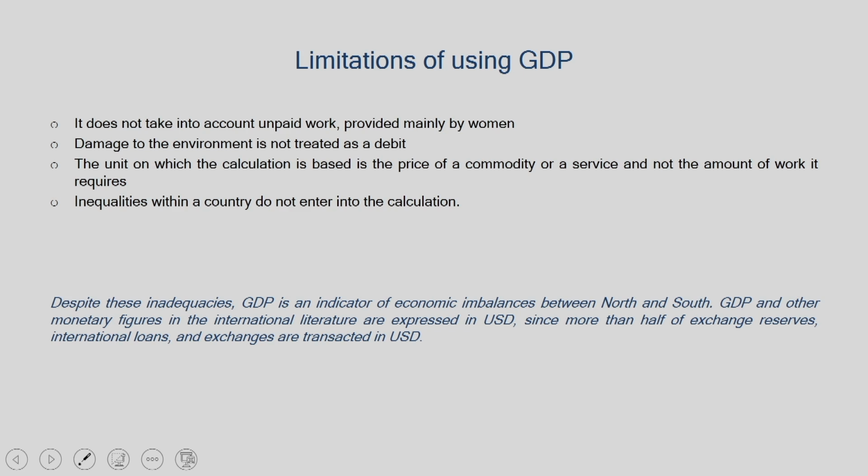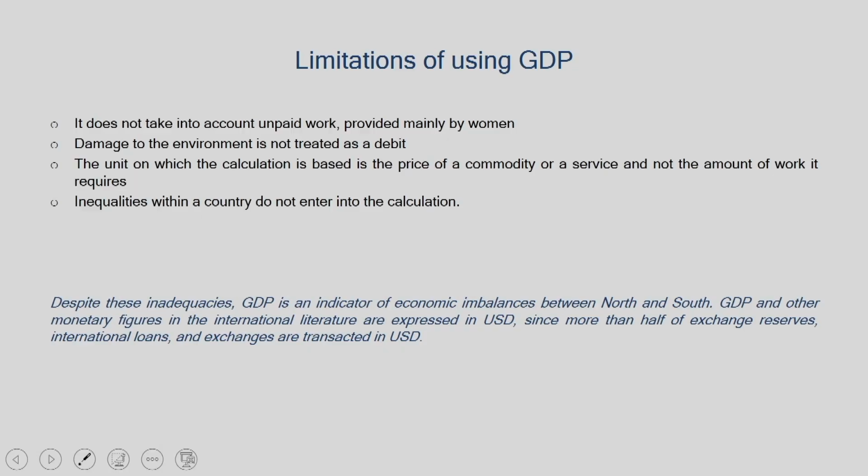However, the damage to the environment does not enter into the valuation process of GDP. Therefore, damage to the environment is not treated as a debit, which is a serious limitation of the GDP estimate. The third limitation is that the unit on which the calculation is based is the price of a commodity or a service and not the amount of work it requires.